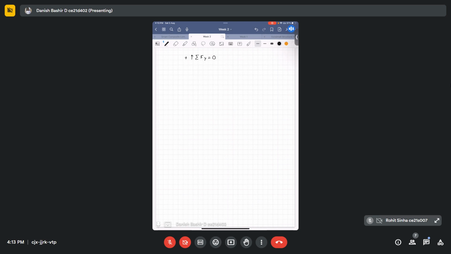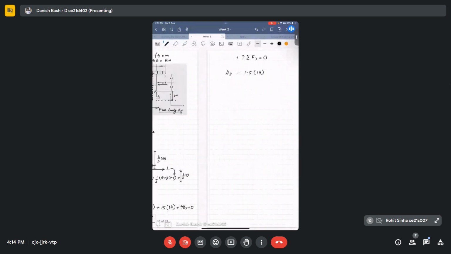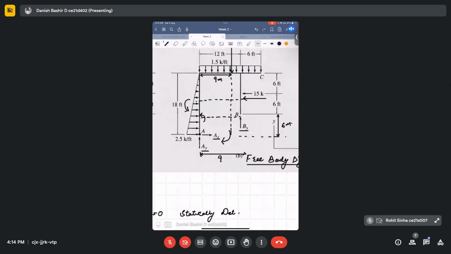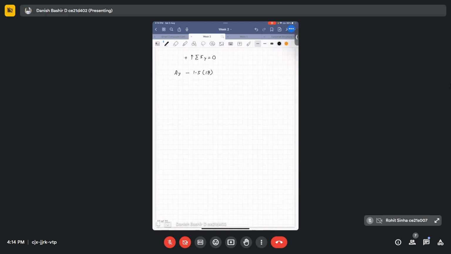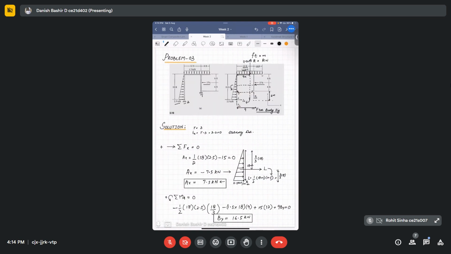If you see summation of Fy is equal to 0, Ay is firstly assumed to be acting upwards. Ay is equal to, then there is minus 1.5 kilonewton per meter acting for a span of 18 meter, because it's acting opposite. Look, 12 plus 6 is 18, and it's 1.5 kilonewton per meter. So it is acting downward. So it's 1.5 times 18 plus 16.5. This one is Ay. Okay.